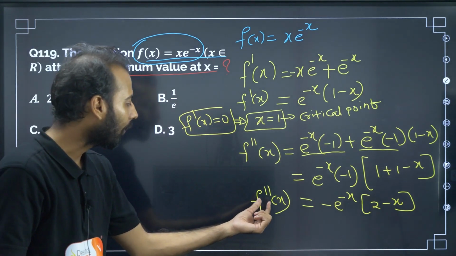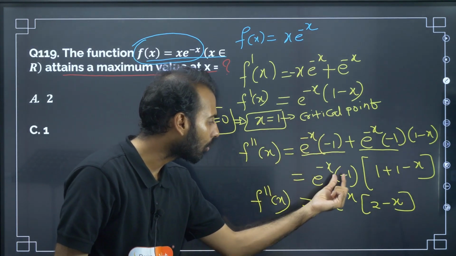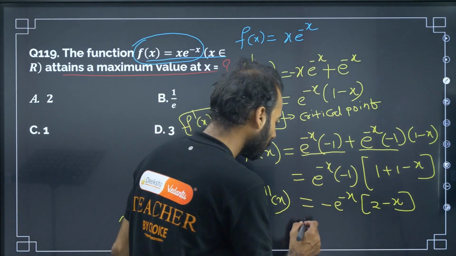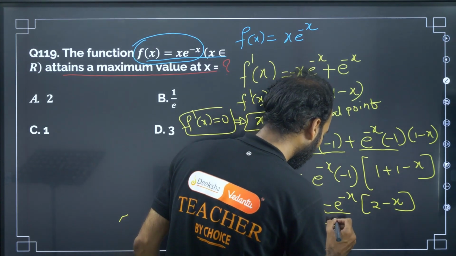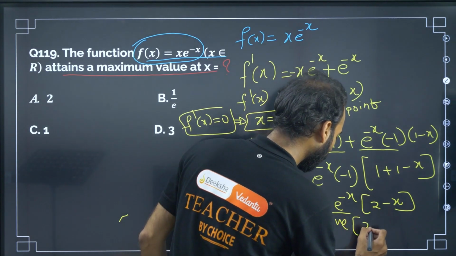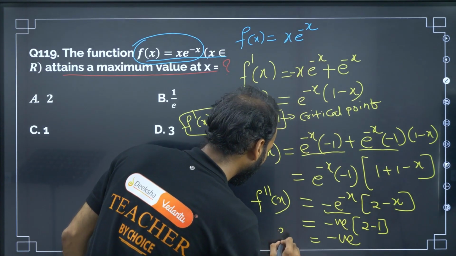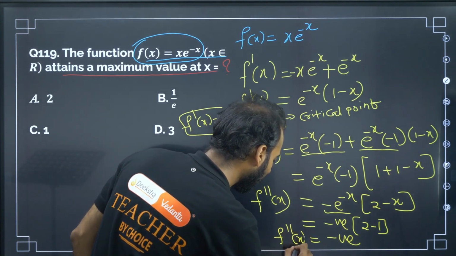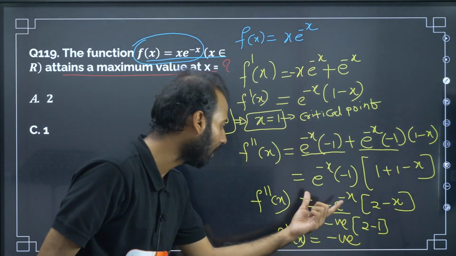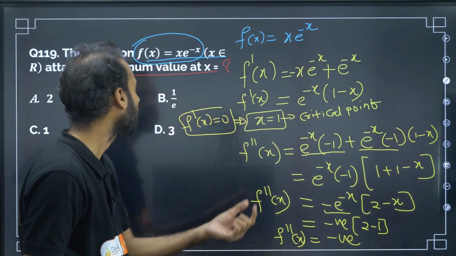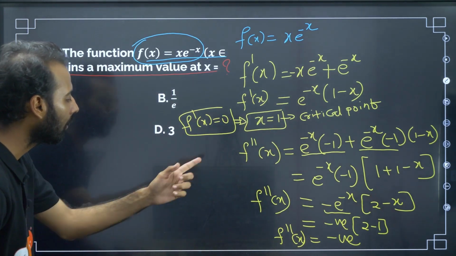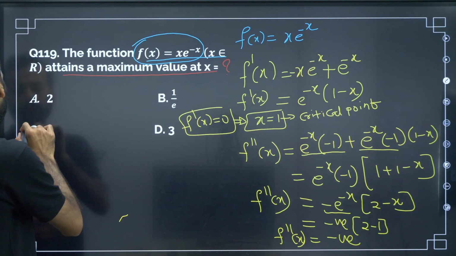Now after finding f double dash, these critical points we have to substitute here. The moment I substitute the critical point, this is negative, 2 minus 1 is 1, so negative. So f double dash of x is negative. Whenever f double dash of x is negative, that means it is a maximum. So at x equal to 1, the function attains maximum value. So the answer is C.